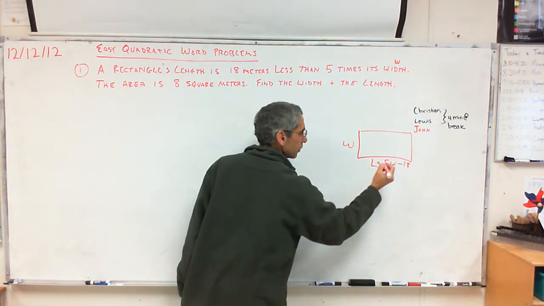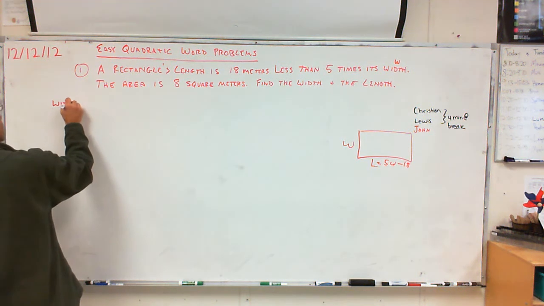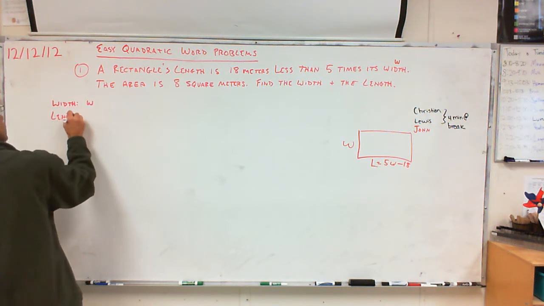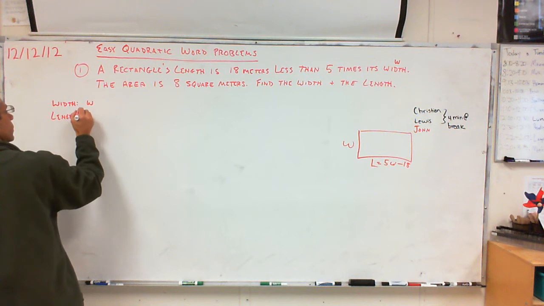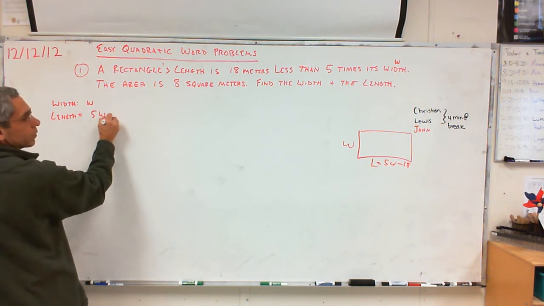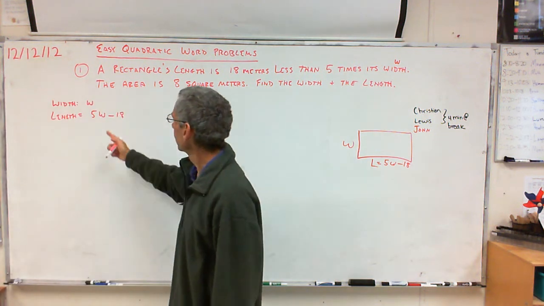5w? Yes. So that means our width, I'm going to come over here and write this down. Width is equal to w, length is equal to 5w minus 18. Okay? So we've got those two things.